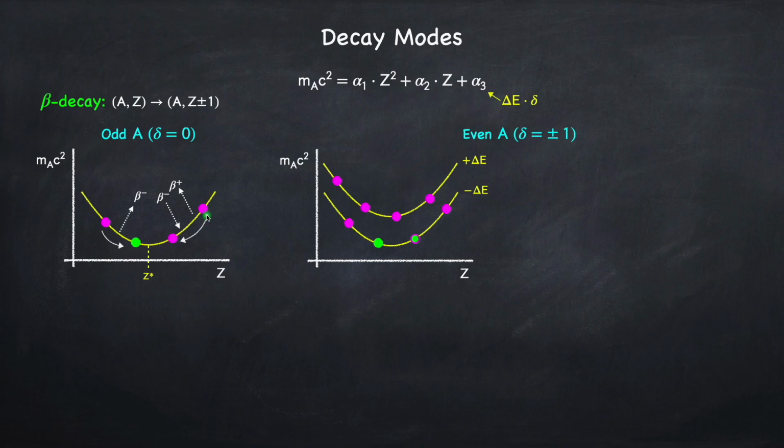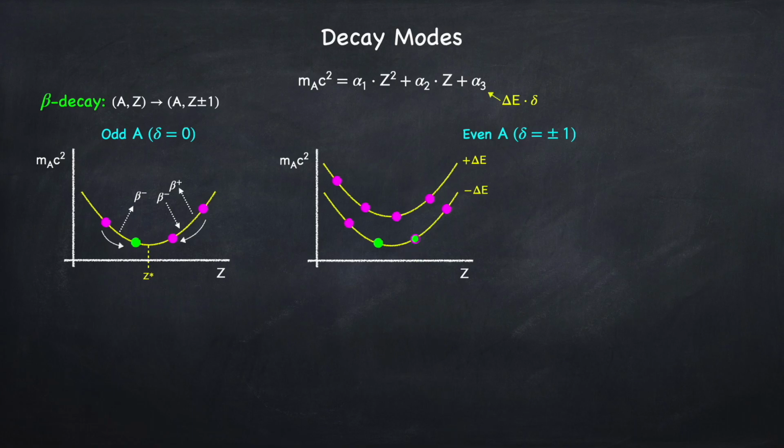In the A equals odd case, as you move down the parabola, you're changing Z by a value of 1. But in this case, when you change Z by a value of 1, you jump to a different parabola. Along the same parabola, the nuclei differ by 2 values of Z. I should say by 2 protons.